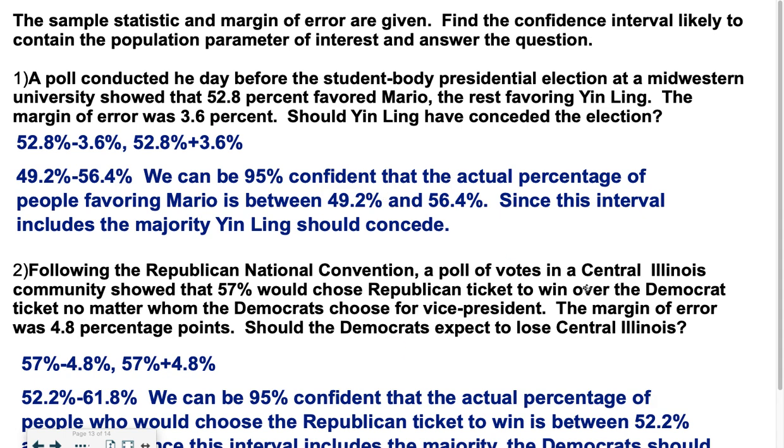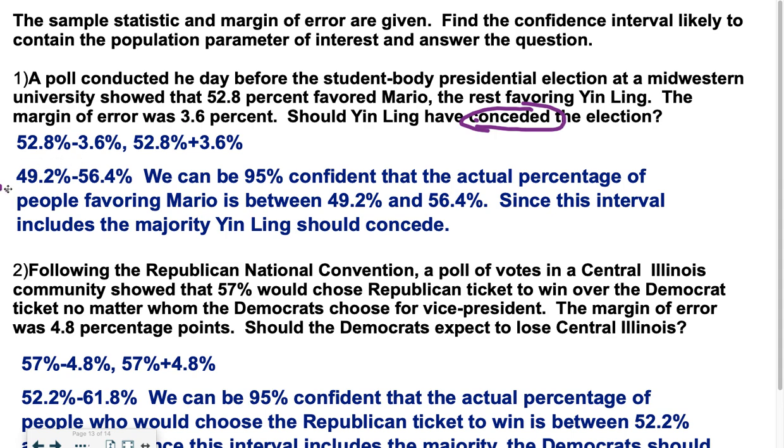Here are a couple more examples. A poll conducted the day before the student body presidential election at a Midwestern university showed that 52.8% favored Mario, the rest favoring Ying Lang. The margin of error is 3.6%. Should she have conceded? So conceded basically means, or he, that you are going to leave the election because you're not going to win it.